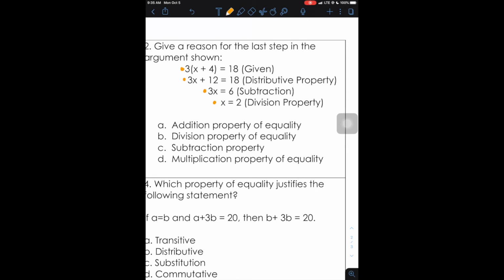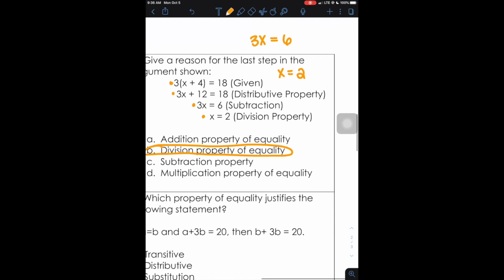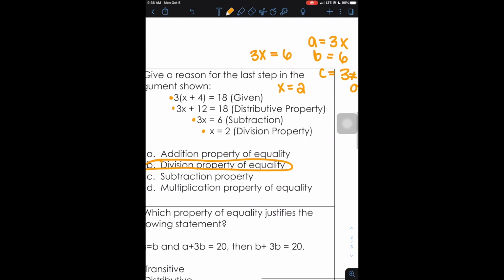And how, well, actually the answer's over there, but yes, this is the division property of equality, because if 3x is equal to 6, then x is equal to 2. We could divide both sides by 3. In this case, A is 3x, B is 6, and C is 3, not equal to 0. So it follows our rule, because remember, we said up there that as long as C is not equal to 0, we're allowed to do that.